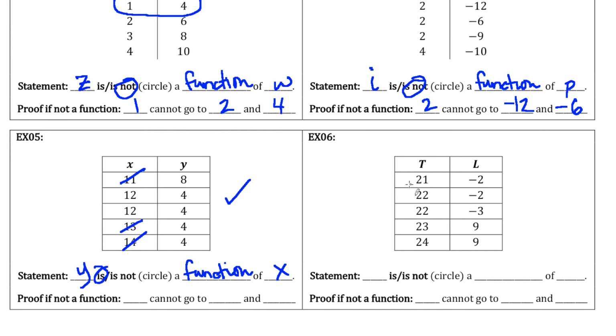So 21 is good because it doesn't repeat. This kid doesn't repeat. This kid doesn't repeat. It's always these 2s that seem to repeat. I don't know what happened when I made this. So this kid goes to school -2 and -3. So this is a problem. So l is not a function of t, because 22 cannot go to -2 and -3. Cool, let's go to the next page.